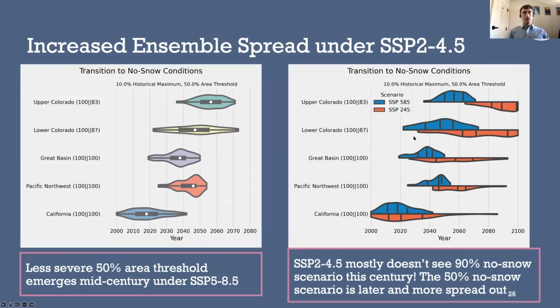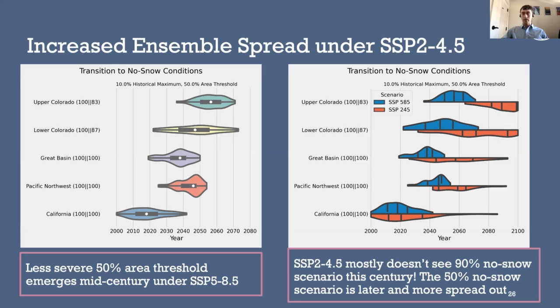And finally, for the transition to no snow conditions, we found that the lower emission scenario didn't reach that 90% threshold by the end of the century. So we looked at a lower threshold. What we found is that many of these transitions occur a lot later, so on average there's a less severe outlook. But there's also a non-trivial subset of these lower emission scenarios that do go snow-free during a similar time as the higher emission scenarios.